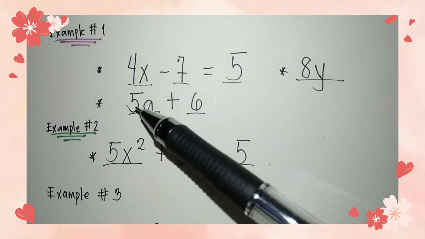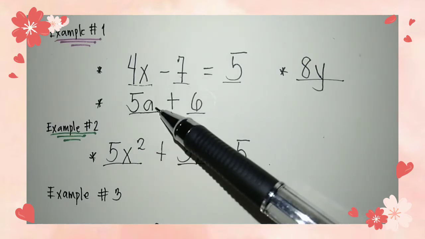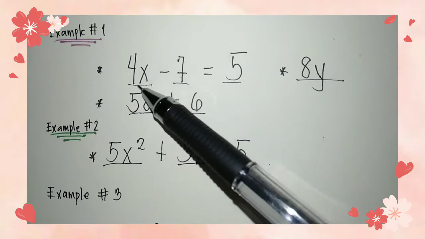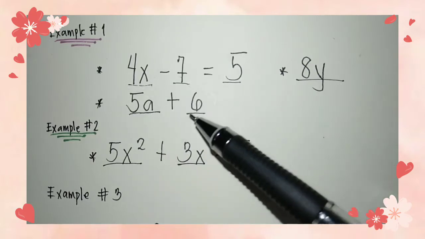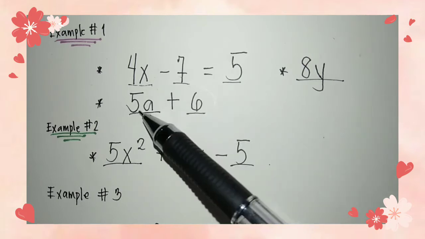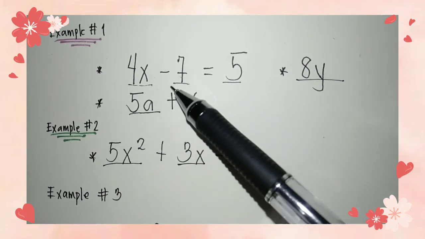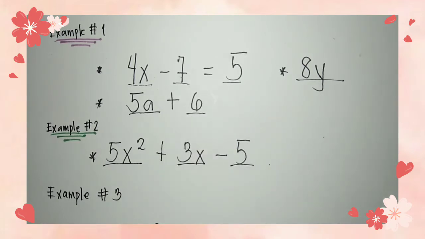So, kapag, for example, 5a. So, itong 5a, one term lang to kasi wala naman silang operation, no? Itong 6, 5a and 6, two terms na to kasi nag-separate sila with a plus sign. So, ganun lamang kasimple ang term.